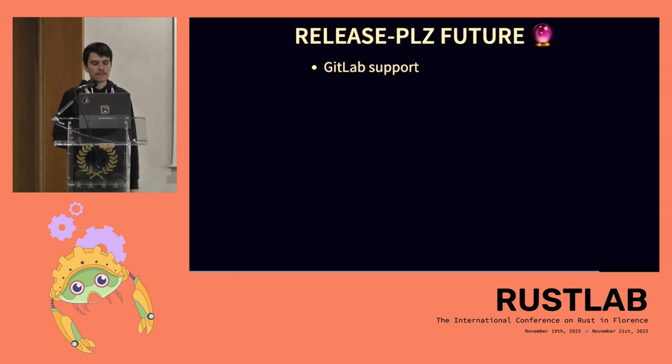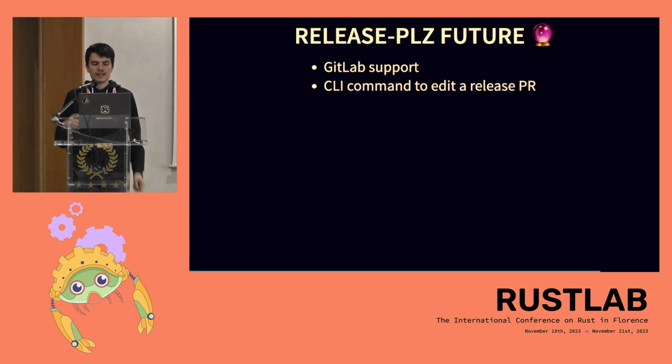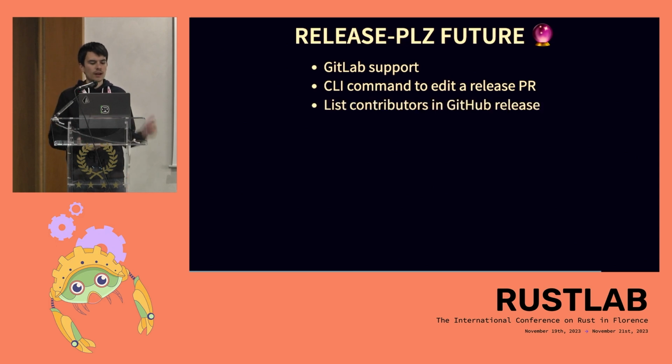so that in most of the cases you don't even need to edit this PR. Other features I would like to have: GitLab support, because GitLab is supported for the release command, but not for the release PR. I would like to have a CLI that you can easily edit the release PR, for example, for the changelog use case that I was telling you. I would like to list contributors in the GitHub release, and yeah, much more.